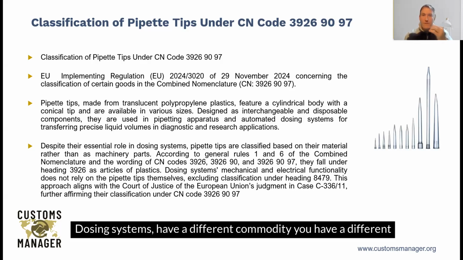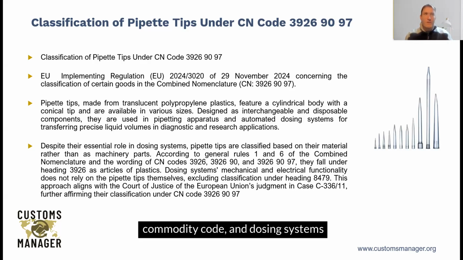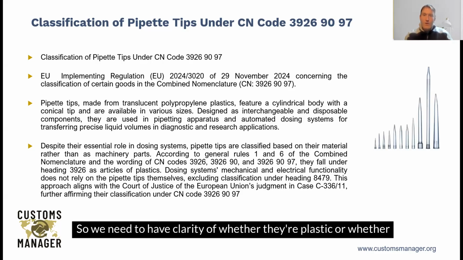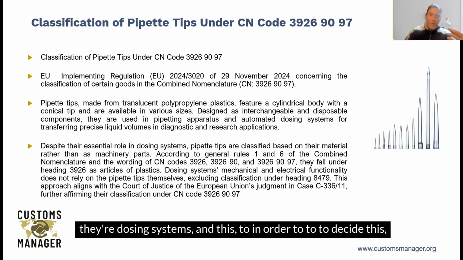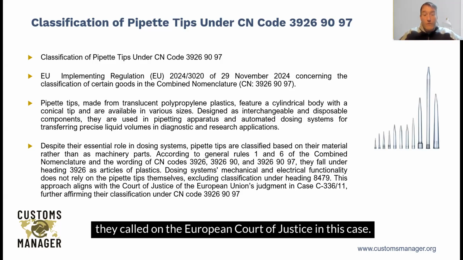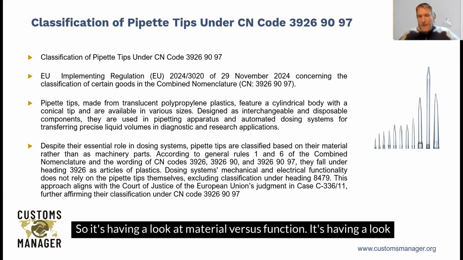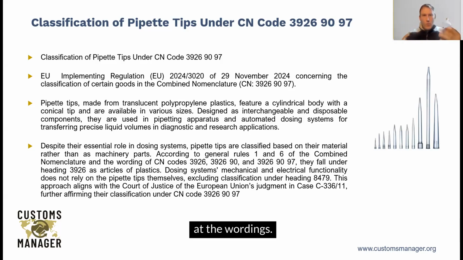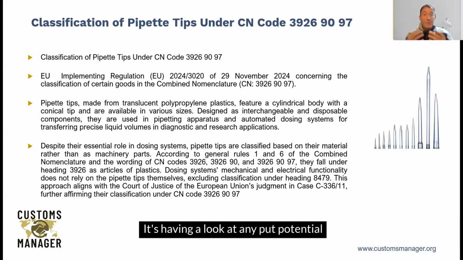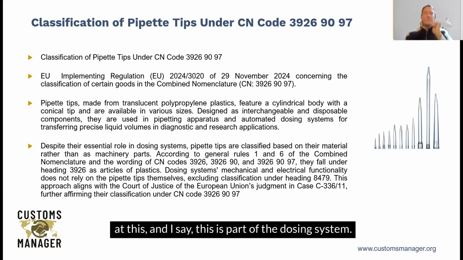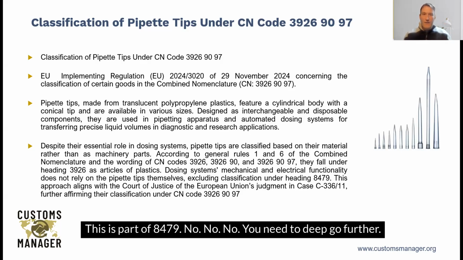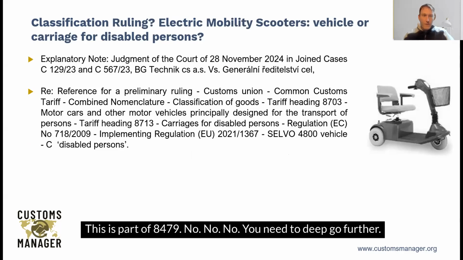Dosing systems have a different commodity code, and dosing systems also have a different duty rate. So we need to have clarity on whether they're plastic or whether they're dosing systems. And in order to decide this, they called on the European Court of Justice in this case. So it's having a look at material versus function. It's having a look at the wordings. It's having a look at any potential judgment cases to get to the classification. It is not sufficient to say, I look at this and I say, this is part of a dosing system, this is part of 8479. No. You need to go further.